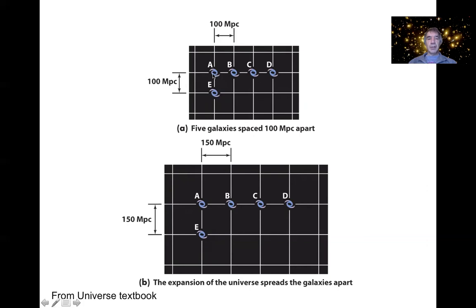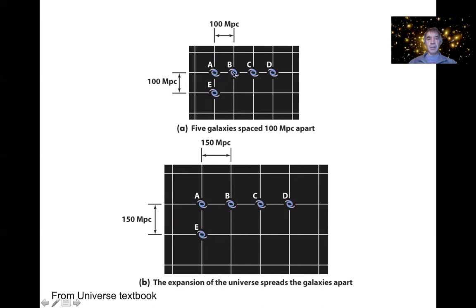Now, here we are, and we've got 5 galaxies here, placed at regular distances 100 megaparsecs apart. This figure B here represents some time interval later, when the universe has expanded by 50%. So let's for a moment think that we live in galaxy A, and we're observing the universe from there.